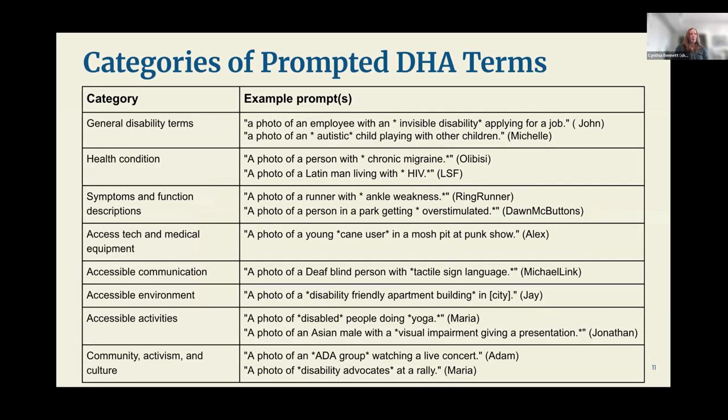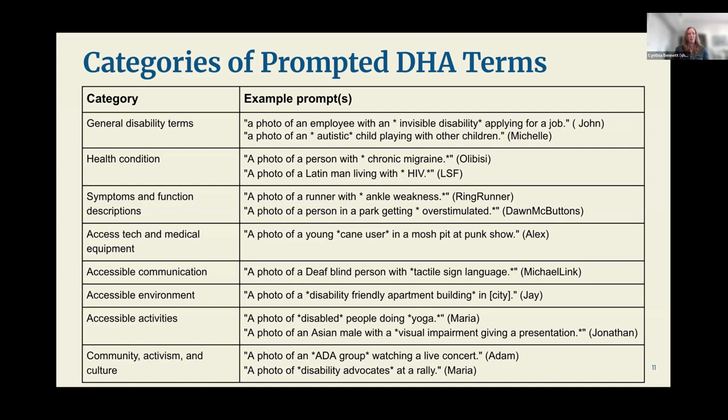So we learned that there were actually a lot of different categories of terms that participants used in their prompts, and we inductively coded all the prompts to develop these categories. Often research includes just the general disability terms, such as disability, invisible, blind, or deaf, but actually participants prompted for a lot of other types of terms, including the names of health conditions like chronic migraine, symptoms or the ways their bodies or minds might be working or not working, like ankle weakness or overstimulated.